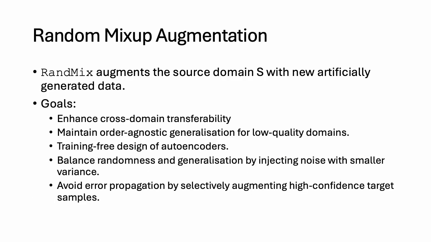So let's now start with the first component of RATP, which is random mix-up augmentation. RandMix augments the source domain S with new artificially generated data. These are the goals of RandMix.